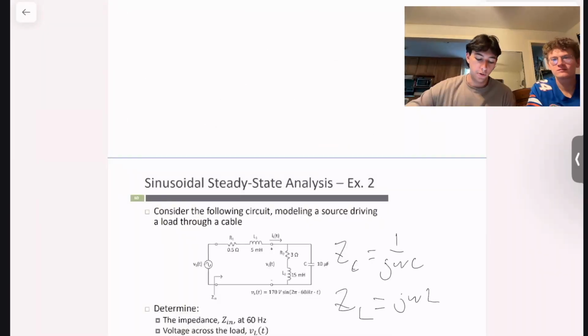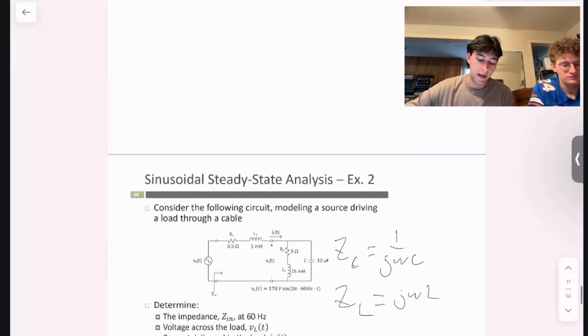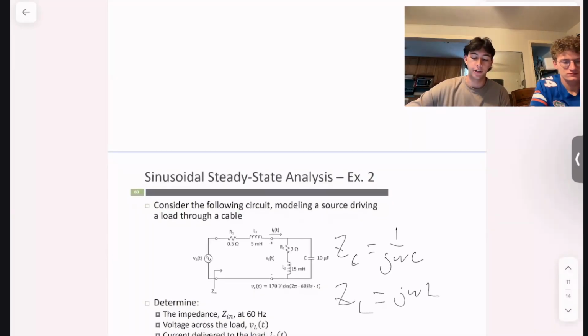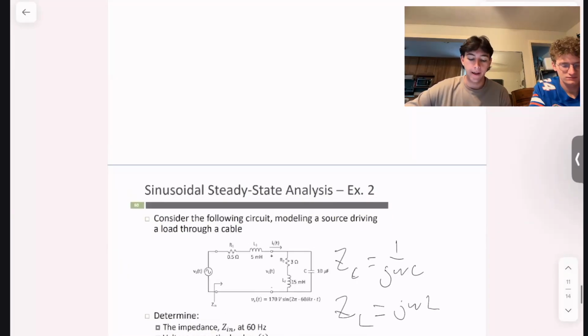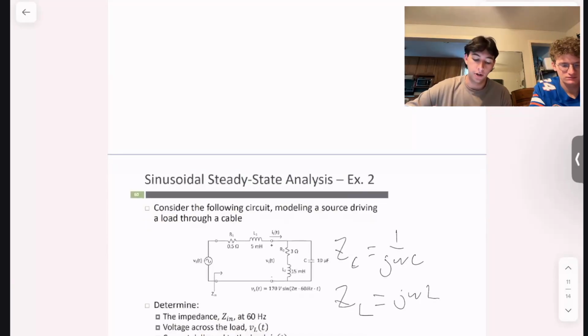All right, so moving on to number 6. This is a sinusoidal steady state analysis. So now we're dealing with alternating current. Don't freak out because it's not difficult at all. I know you might think it's hard, but it's not.